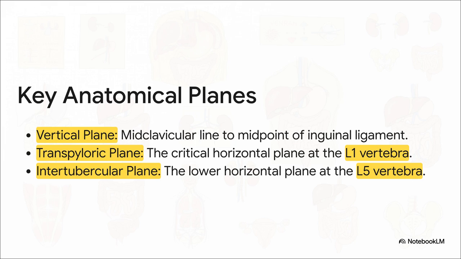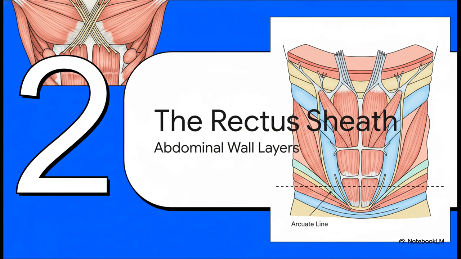Now let's move to the abdominal wall. Now for a topic that I swear trips up so many candidates, the rectus sheath. It's not as simple as you think. Its structure completely changes at one key landmark, and that landmark is the arcuate line. Understanding this transition is, believe me, non-negotiable for passing this exam.